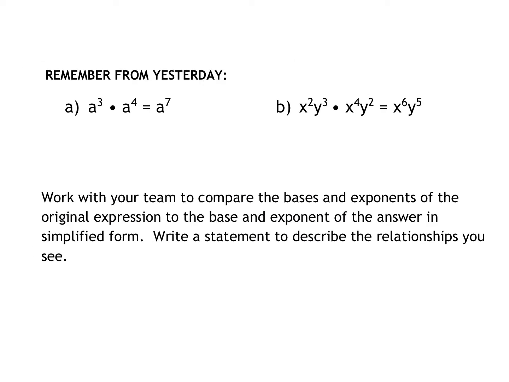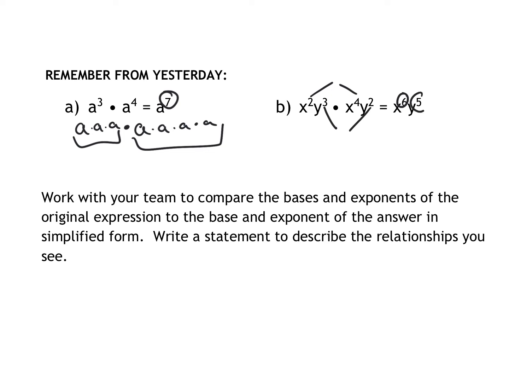So remember yesterday, what we did is we took this a cubed and we wrote it a times a times a. We took the a to the 4th power and we multiplied a times a times a times a. A few of you started recognizing, well, that's a little bit extra. Why can't we just see that there's 3 a's multiplied together plus 4 a's multiplied together, giving us the 7 a's? Well, that's what we're doing today. If we take a look here, there are 2 x's and 4 more x's. That is what gives us this 6x. There are 3 y's and there are 2 y's, so that is what gives us this 5y.